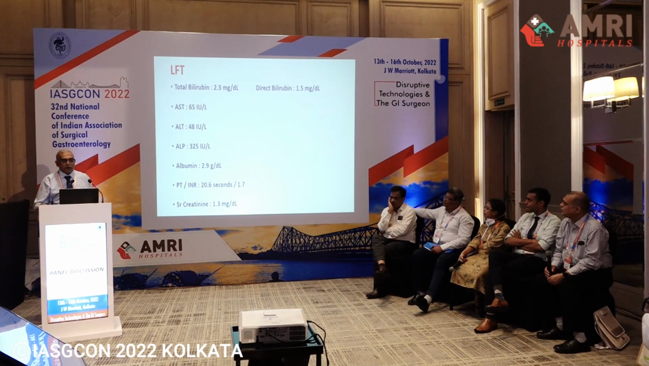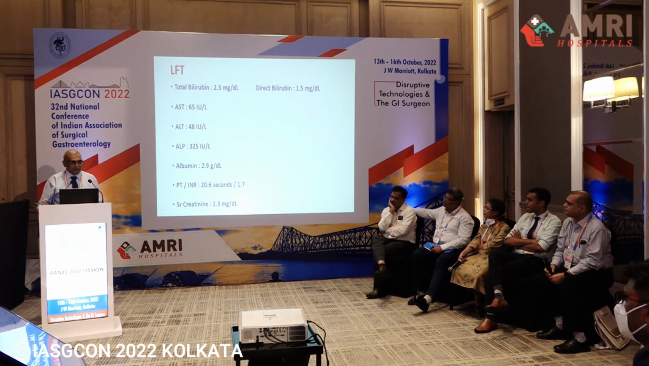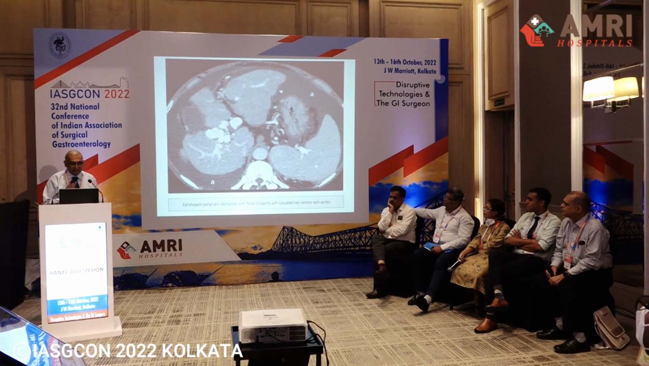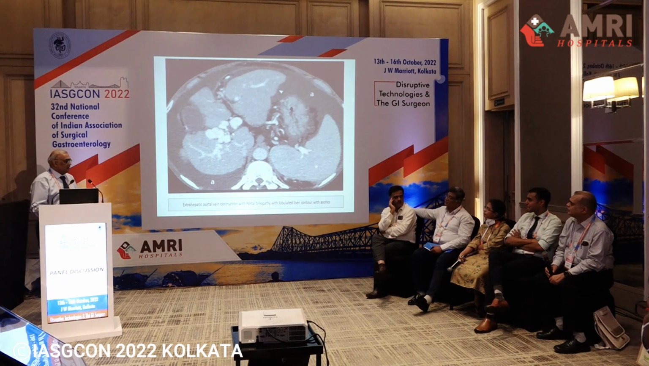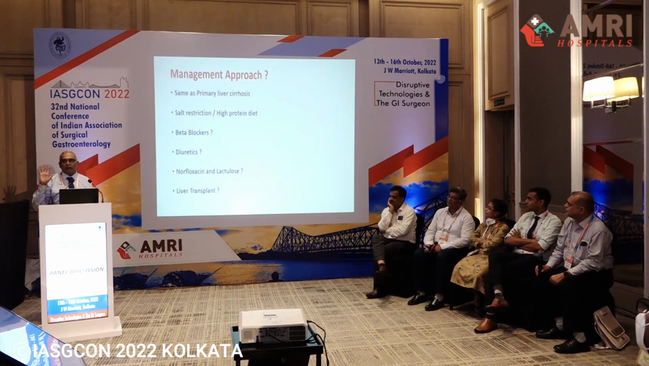His bilirubin is 2.3, AST 65, ALT 48, ALP is 325, and his creatinine has slightly gone up, and he has an EHPVO with portal biliopathy with lobulated liver contour and ascites. Now, what is your management approach in this particular case?